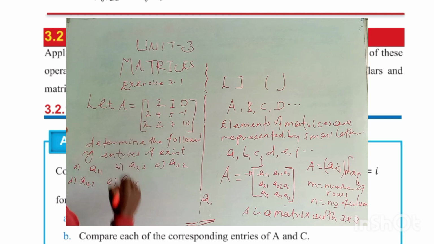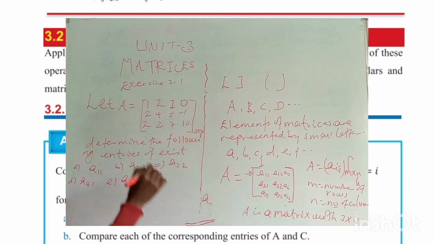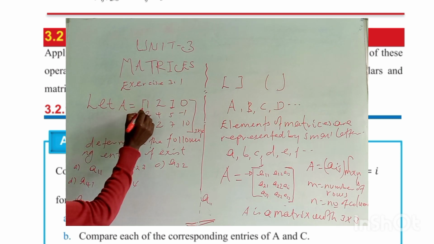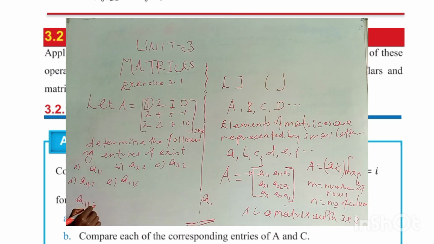This matrix has 3 rows and 4 columns, therefore its order is 3 by 4. So what do we mean by A11? A11 is an entry found at the first row and the first column, which is this one. Therefore, A11 is 1.